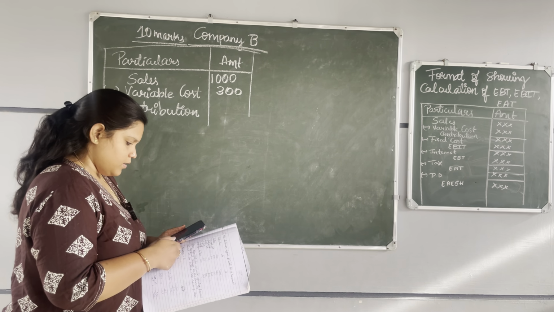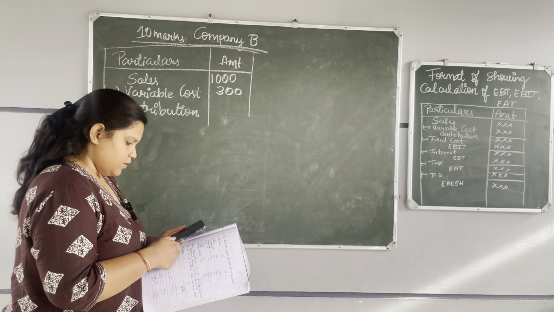From this contribution amount we have to deduct the fixed cost. So what is the fixed cost? They have given 400. Fixed cost is 400. After deducting this fixed cost we will get the EBIT amount.